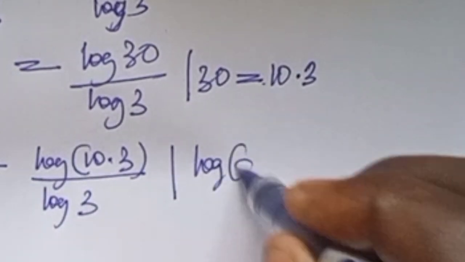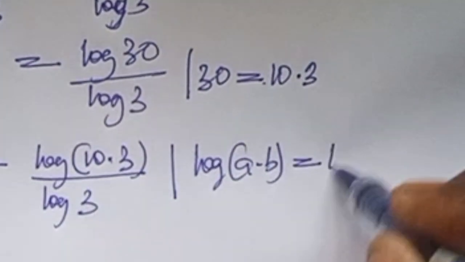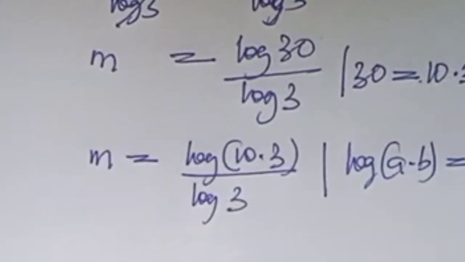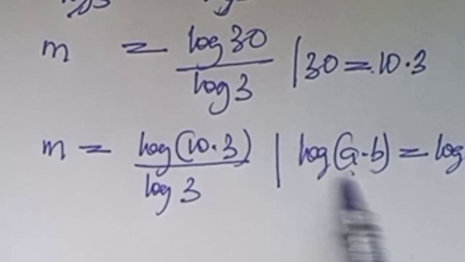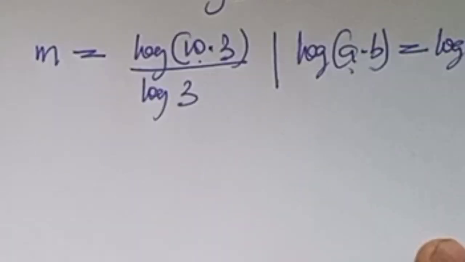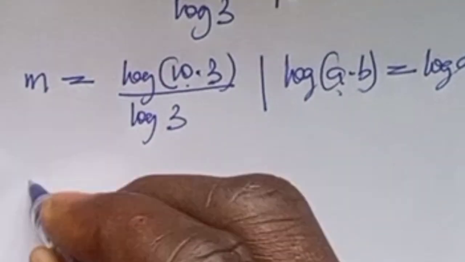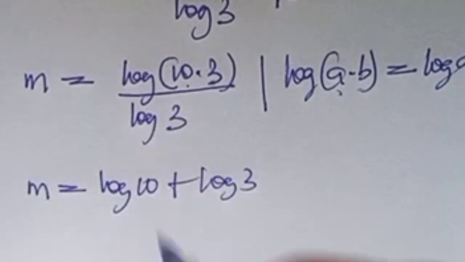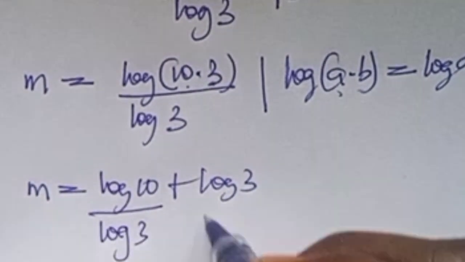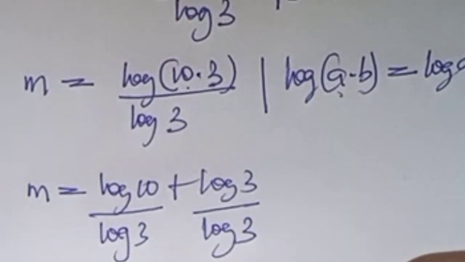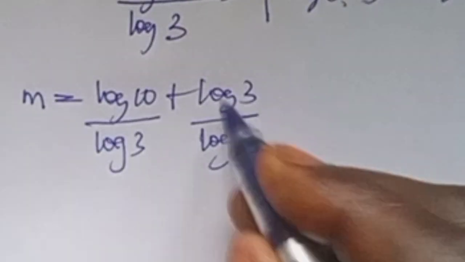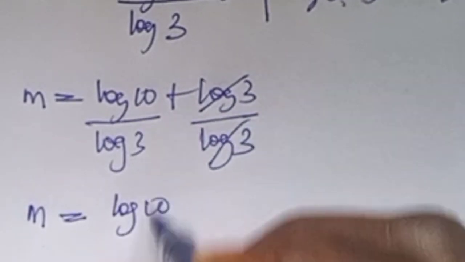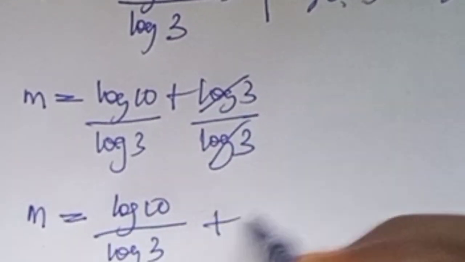But log a times b is represented as log a plus log b. Log a times b is in the form of log 10 times 3. So the next line becomes m equals log 10 plus log 3 all over log 3, in separate fractions. So here log 3 over log 3 can cancel out to be 1, so that m equals log 10 over log 3 plus 1.